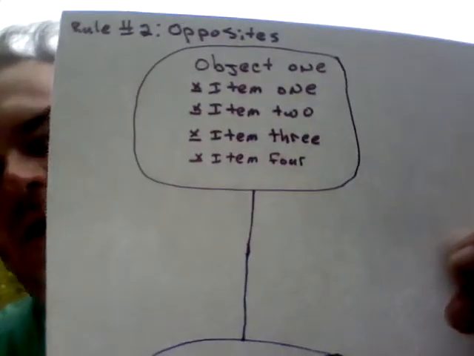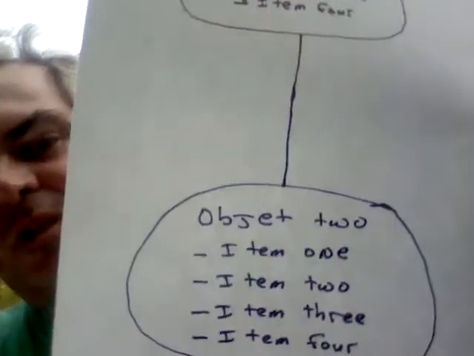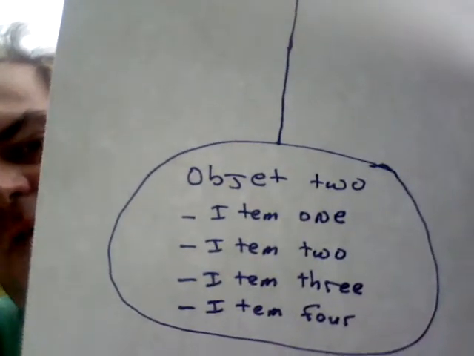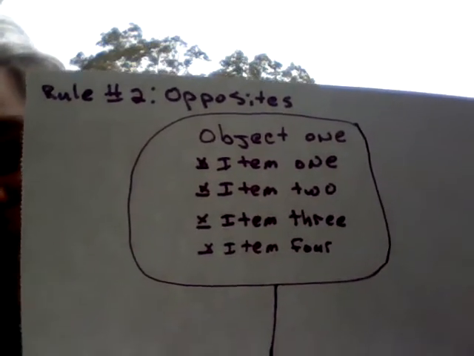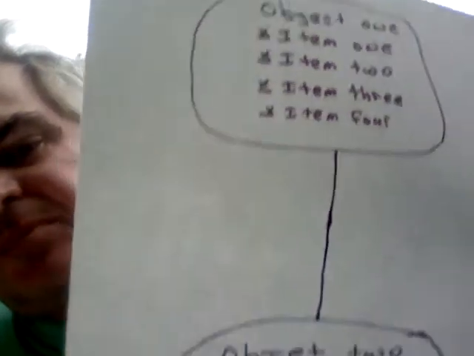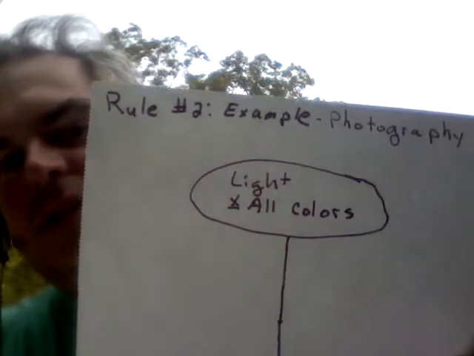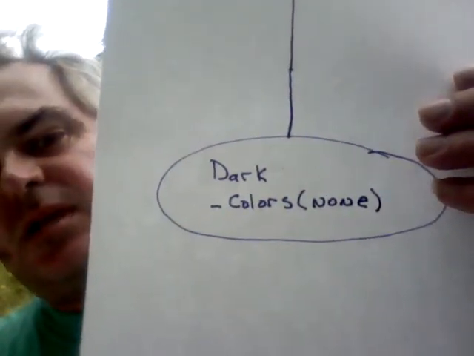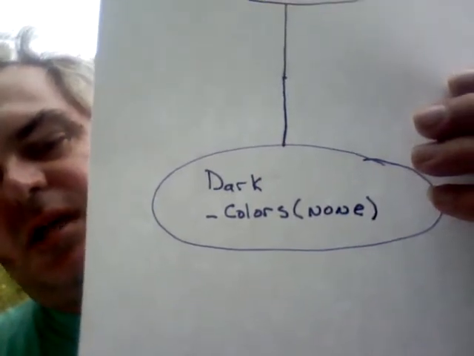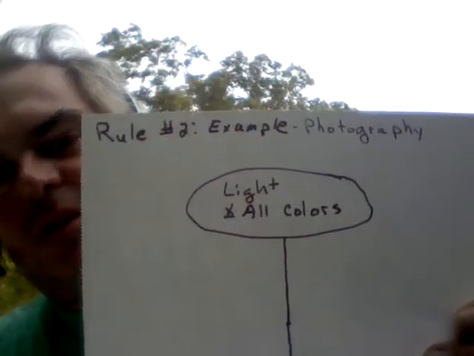Once you have one item defined, it creates a situation where an object exists where all the items are left unmarked, as you can see in the example. The rule here: they have opposites. The first item's everything's marked, and the second's left unmarked. An example I use here is photography. Light consists of all colors, and dark is the lack of all colors. And dark colors are left unchecked, and light are checked.